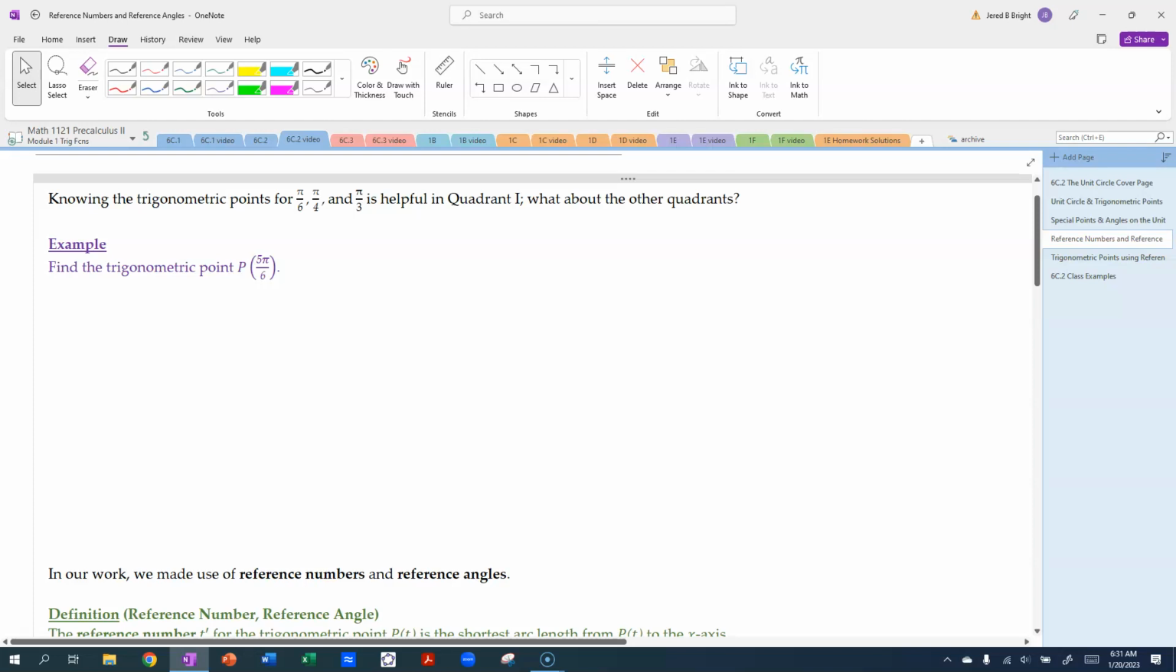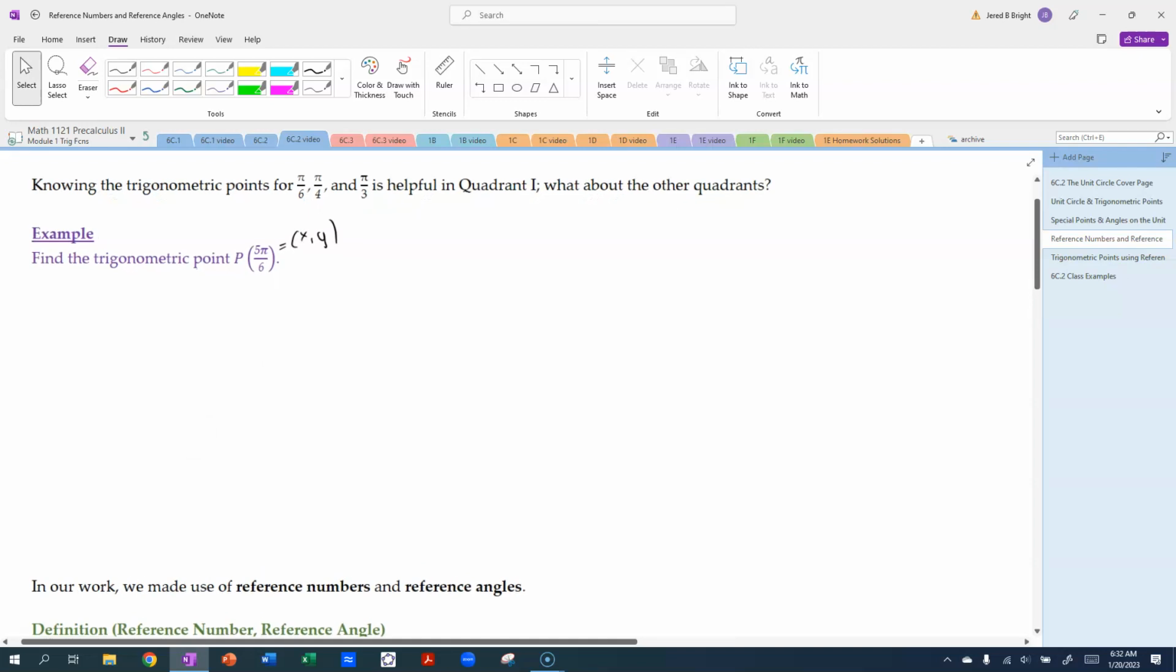Trigonometric point for P of 5 pi over 6. So I need to know what the coordinates are, right? I want to know what x, y are. I have the angle, okay? So first, I like a little sketch. So here's what I'm thinking.